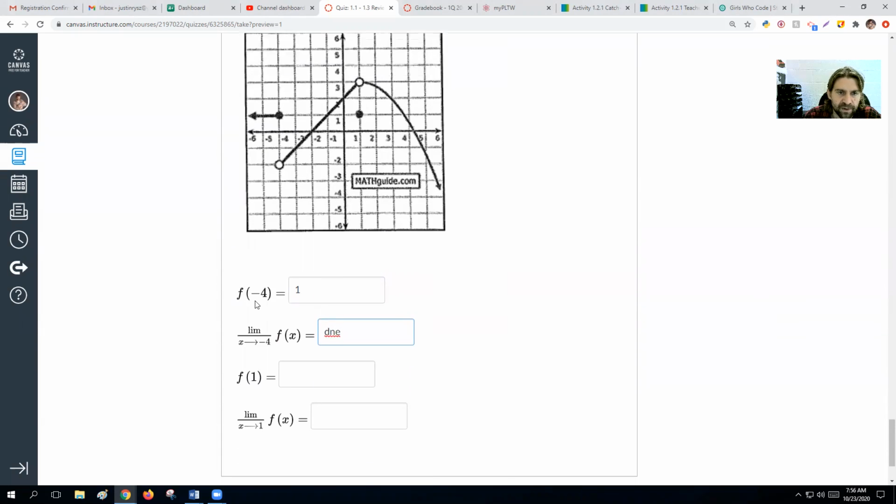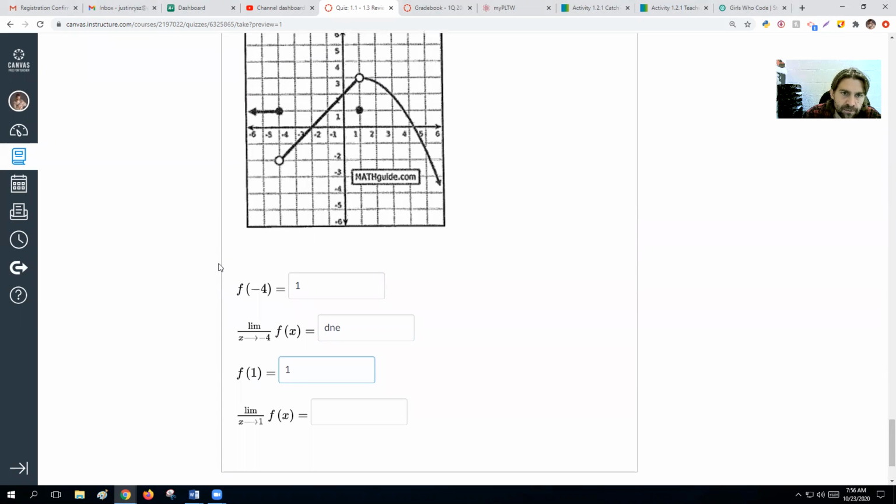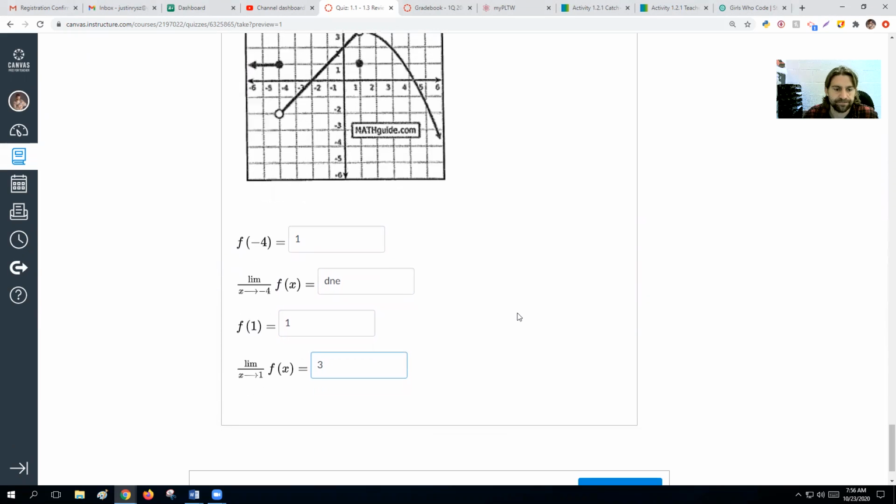All right, one more problem here. What's the limit as we go towards, or what's f of 1? So where's the dot at 1? The dot at 1 is right at 1. So we'd say it is 1. Now, where's the limit? What's the limit as we go towards 1? Well, coming from the left side, we're going up towards 3. From the right side, we're going up towards 3. So the limit matches both the left and right side. So we can say it's 3.